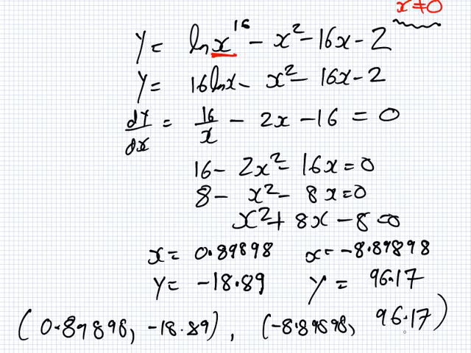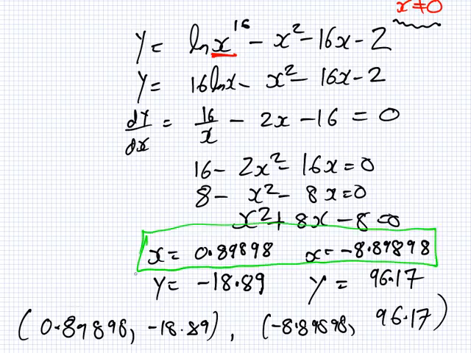Is that right for the first one, minus 18.89? Did anyone else get that? You got the second one the same as me? Do I need to reject any of these answers? So if you look here at my x answers, do I need to reject any of them?